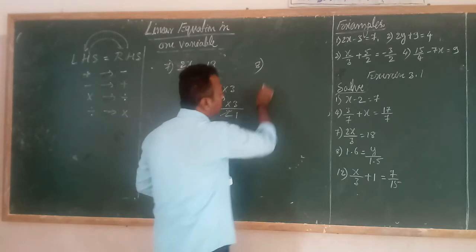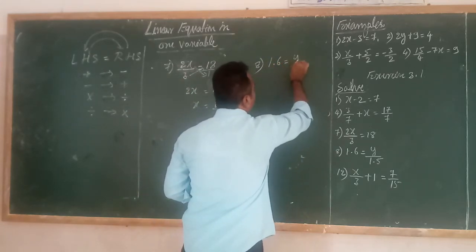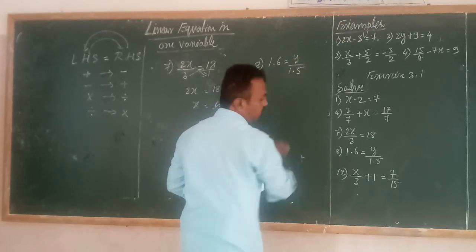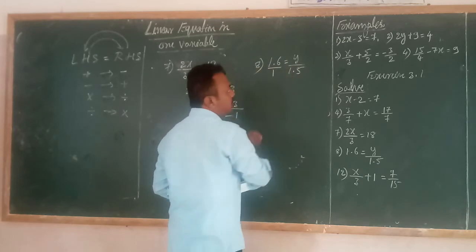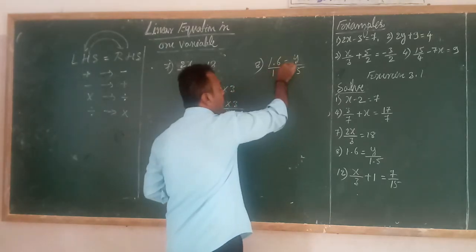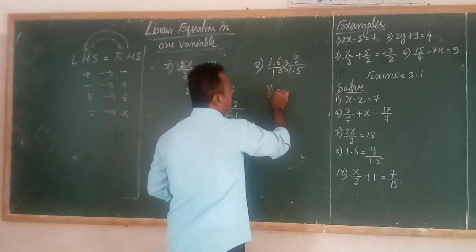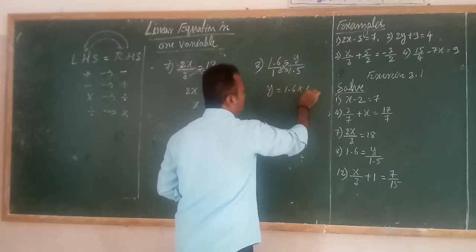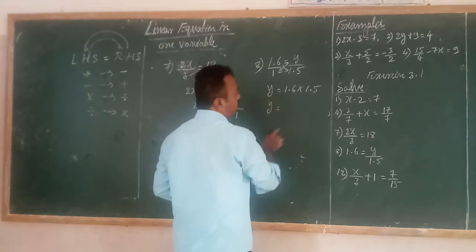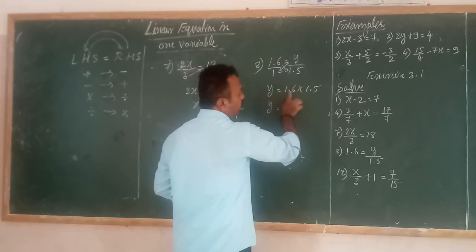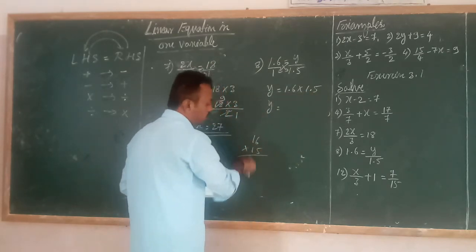So what is the question number 8? 1.6 is equal to y by 1.5. See students, so 1.6, in that nothing is there means 1 is there. So we have to cross multiply that. Okay, y into 1, y, it is equal to 1.6 into 1.5. Okay, so very simple, y is equal to, so 6, you have to limit the point, it becomes 16, it becomes 15. So 16 and 15 you have to multiply that.